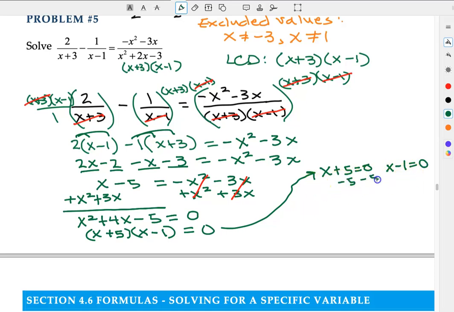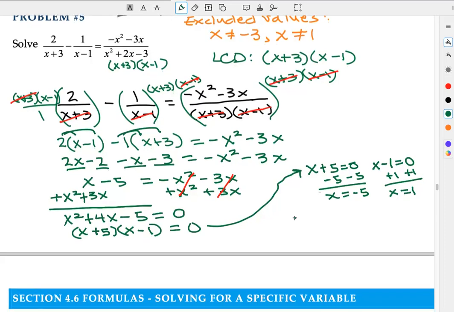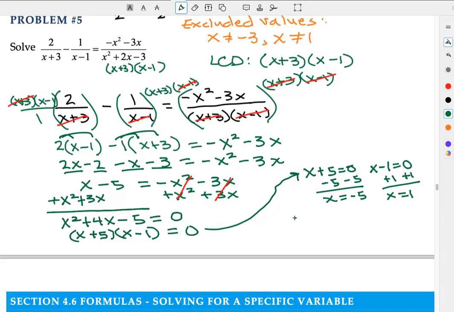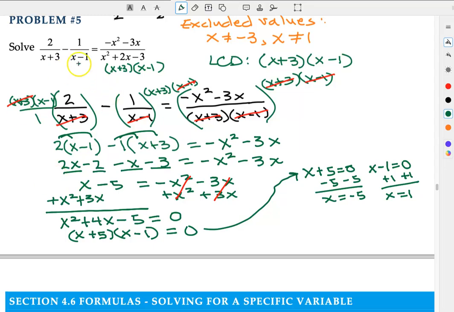So I'm going to subtract my 5 over. X equals negative 5. Add my 1 over. So x equals 1. Okay, so are both of those good solutions? Look back up to our... One is not. You are correct, because if we put it in here, it's going to make that denominator go to 0. We said right up here, it can't be 1. So I'm going to just cross this out. It can't be that. But we still had one other value that was good, so this one is our answer.